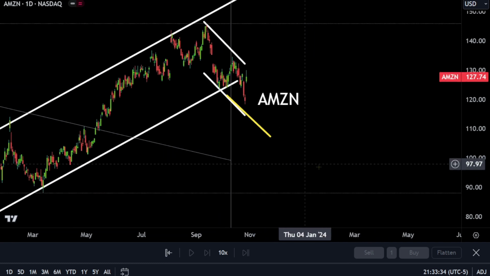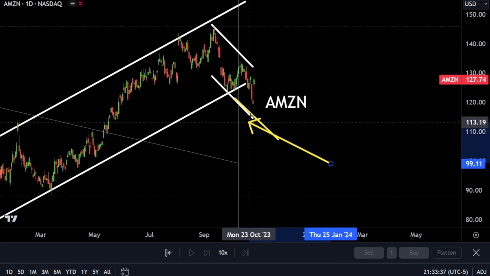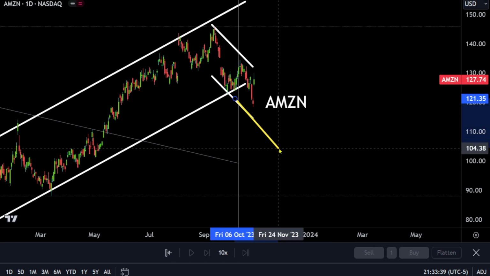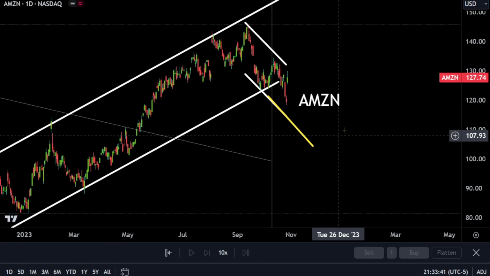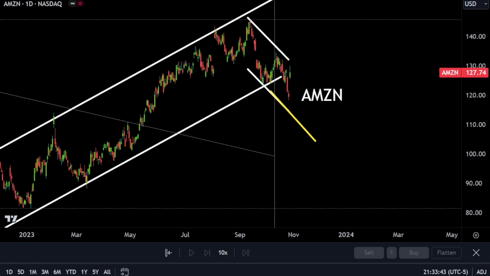So if you go to Amazon, right? Amazon is at support almost. There's a little more downside. But here's the thing. If there's a little bit more downside in Amazon and you have the bigger stocks like NVDA at support, this can halt Amazon from going any lower.